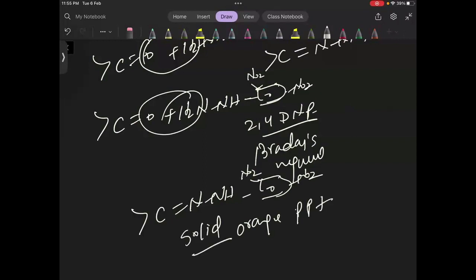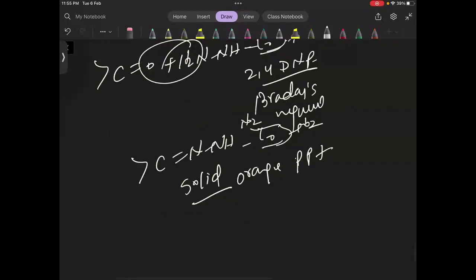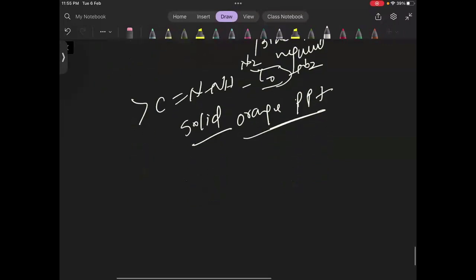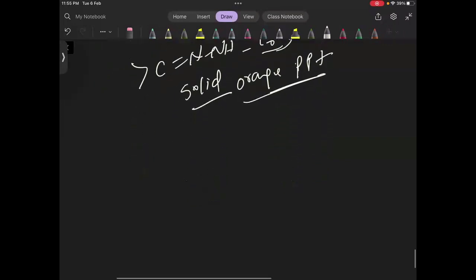This solid orange precipitate is enough to confirm whether a carbonyl compound is present in the solution or not. Hence 2,4-DNP is used to distinguish carbonyl compounds from others, because both aldehyde and ketone will give the 2,4-DNP test. Right, students? Let's understand one more example.